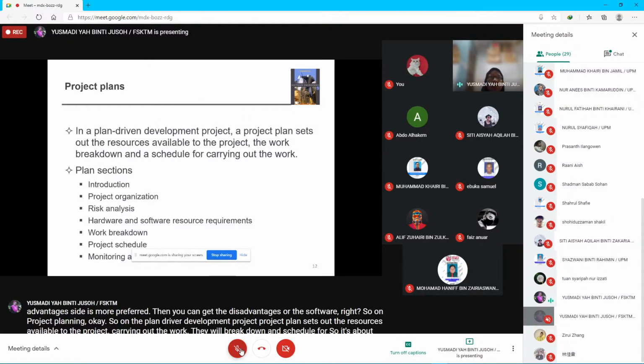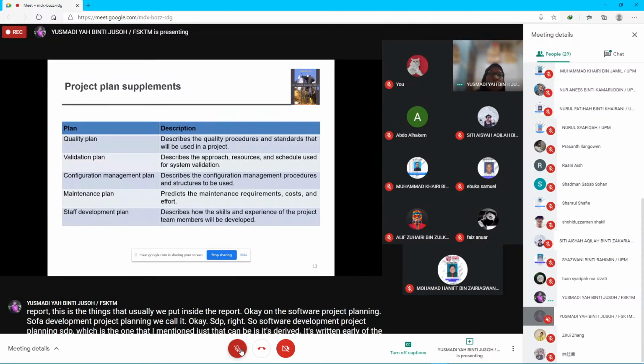This is the software development project plan, SDPP, which I mentioned just now. It is written early in the project. These are the things that are usually included inside the project planning sections, and you can go through all of them later.